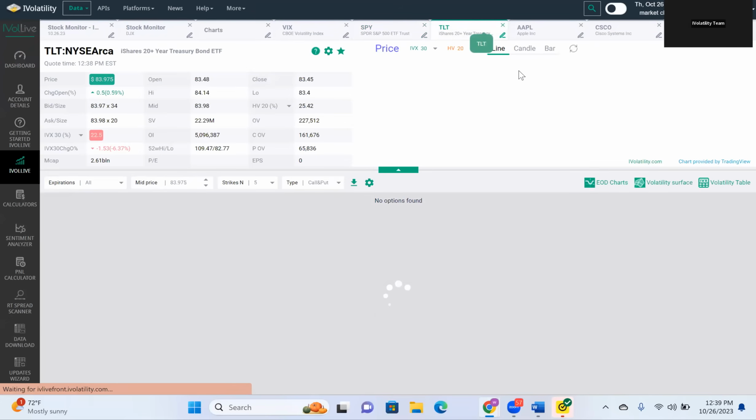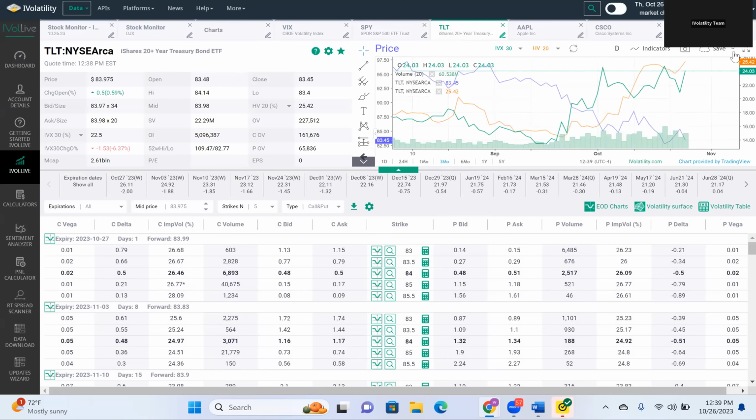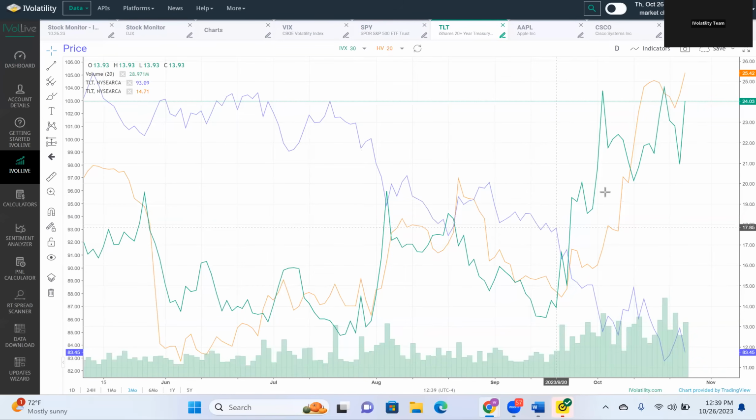Other thing I've been looking at recently is TLT, the bond market. This is the 20-year Treasury bond ETF. It's been interesting to me because as rates go up, bond prices have gone down. We have this interesting relationship here between the spot price of this bond fund and the implied volatility, which is through the roof for TLT.